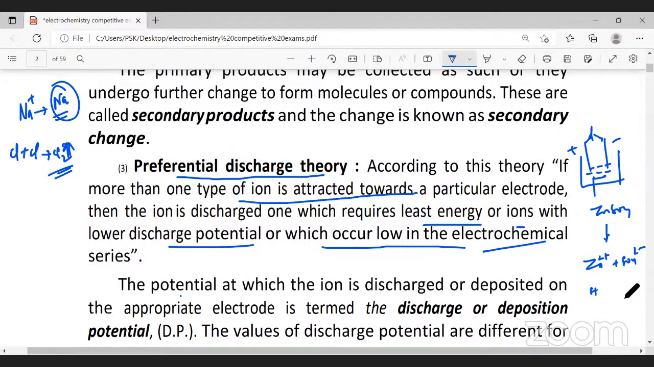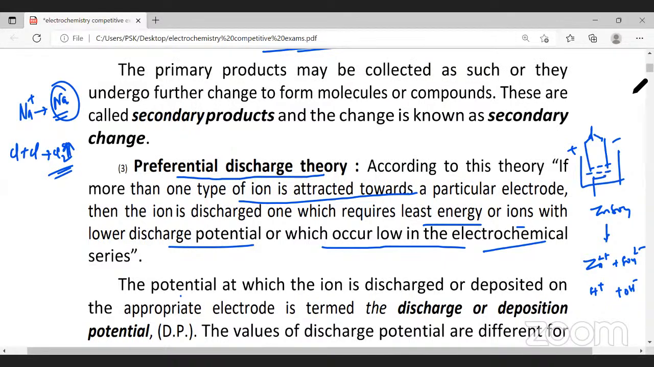Water dissociates to form what? H plus and OH minus. Now, what's happening at the anode? At the cathode, what happens? Zinc is formed. Zinc undergoes reduction. Zn2 plus will gain 2 electrons to give what? Zn. Zinc will undergo reduction.